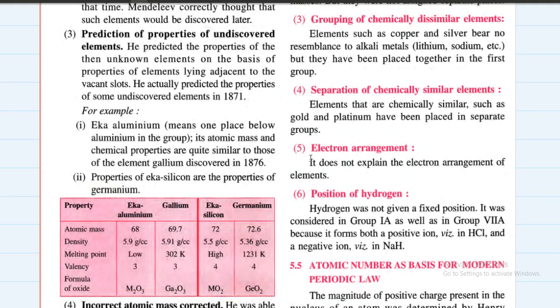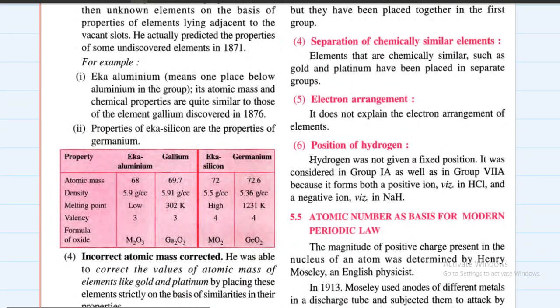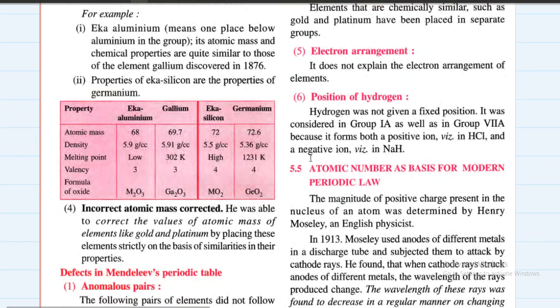For example, he named these undiscovered elements as Eka aluminium, Eka silicon, and Eka boron. Eka aluminium means one place below aluminium in the group. Its atomic mass and chemical properties are quite similar to those of element gallium discovered in 1876. Properties of Eka silicon are the properties of germanium. And Eka boron is not listed over here, but it also was one of the undiscovered elements which is not given over here.